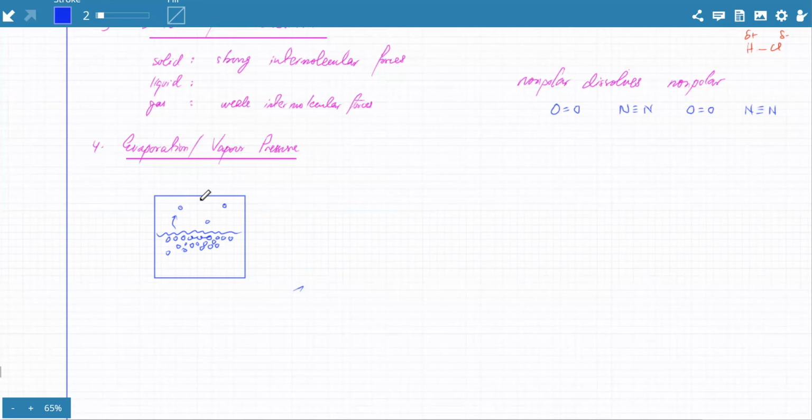I said they're going to lose energy, and when they lose energy, what happens? They condense back. They fall back into liquid state. Okay, is this clear? So an equilibrium is established. Like every second, 100 molecules are evaporating. So there's water liquid and there's water gas over here.